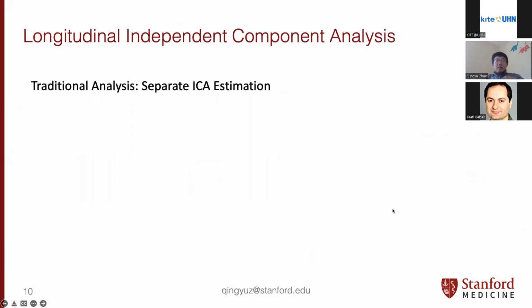Okay, and let's say we have a longitudinal study to examine how each functional network develops over time. The traditional approach would basically perform ICA on each individual visit of a subject separately.